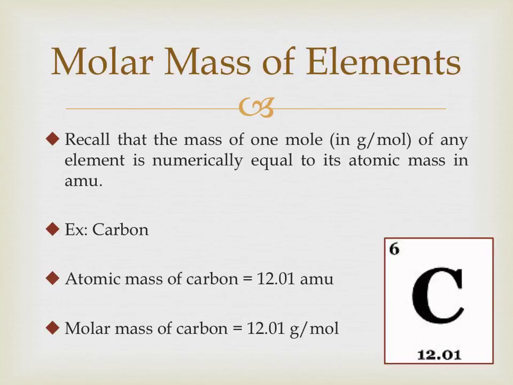So please recall that the mass of 1 mole of any element is numerically equivalent to its atomic mass in AMU. So for example, carbon. When we look at the periodic table square for carbon, we see that the atomic mass is 12.01. So that means the molar mass of carbon is 12.01 grams per mole.